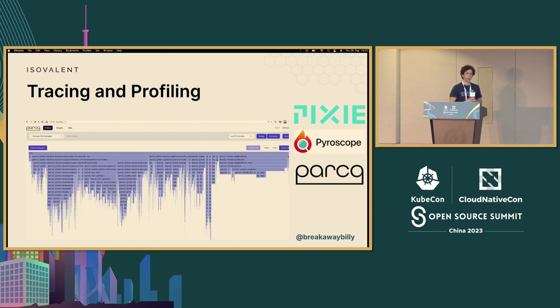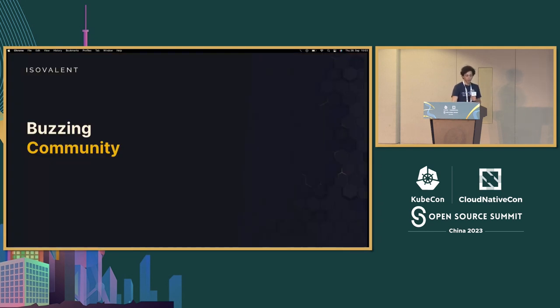I thought one really cool collaboration that happened is the Parca project actually profiled Cilium, and they were able to reduce our memory overhead by like 30%. So it's quite cool to see the benefits that you can have from that.